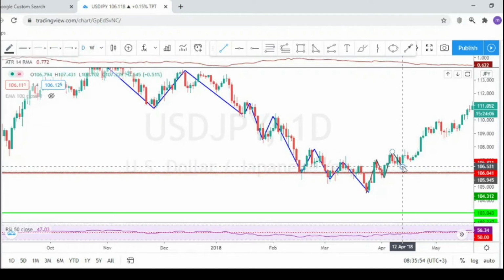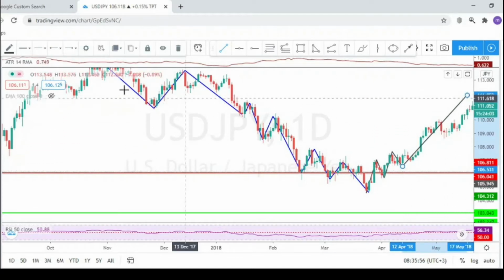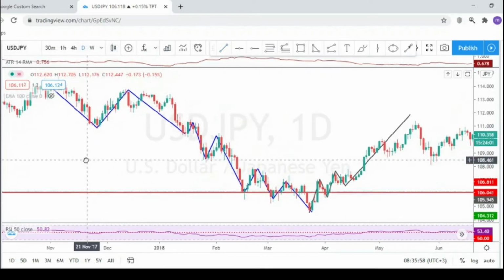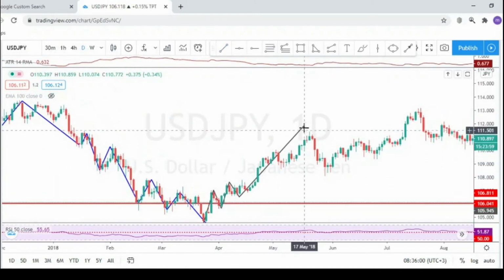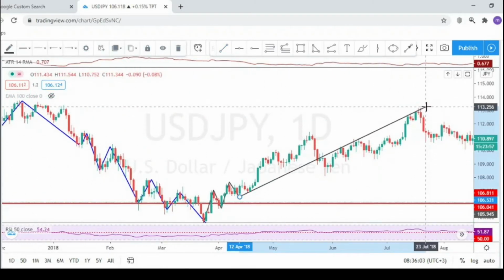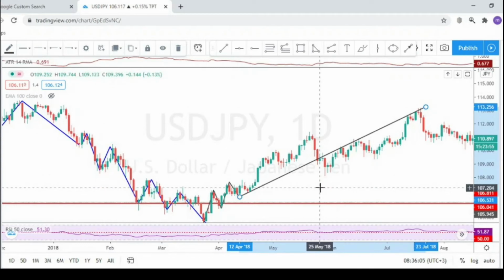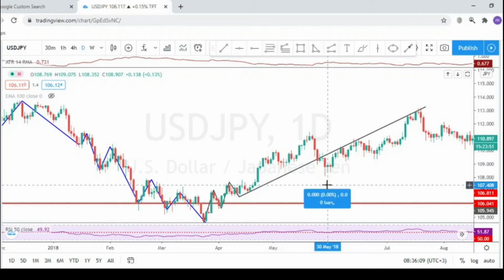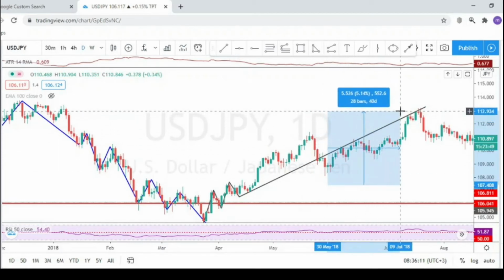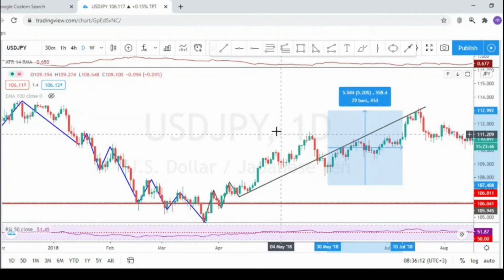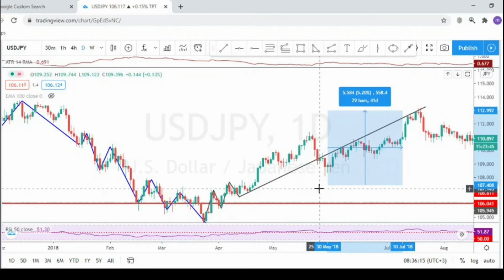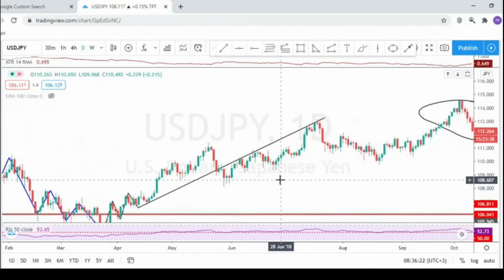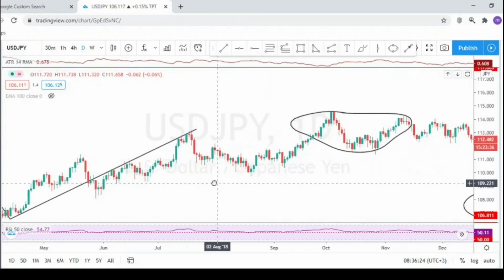Then after that, what do you see? You see a market that moves to the upside, that reverses to the upside. And how many pips are these, guys? About 550 pips. See what I'm saying, guys? This is how you can spot these reversals.